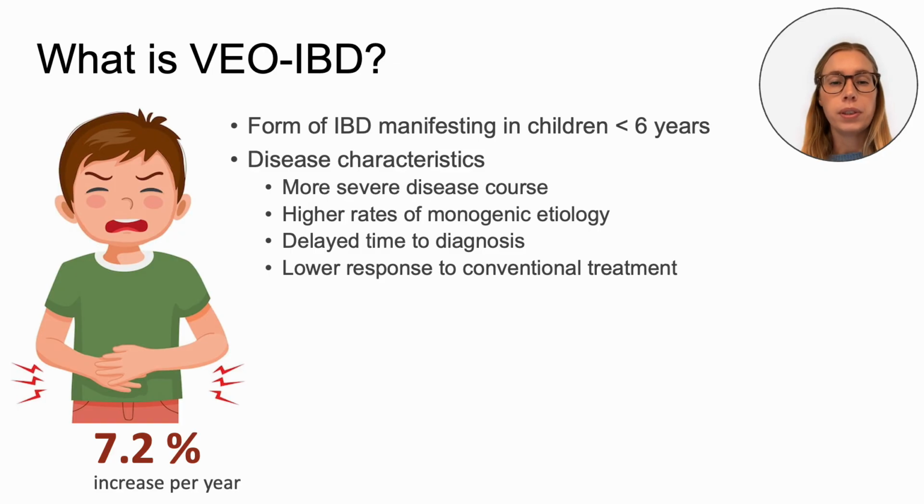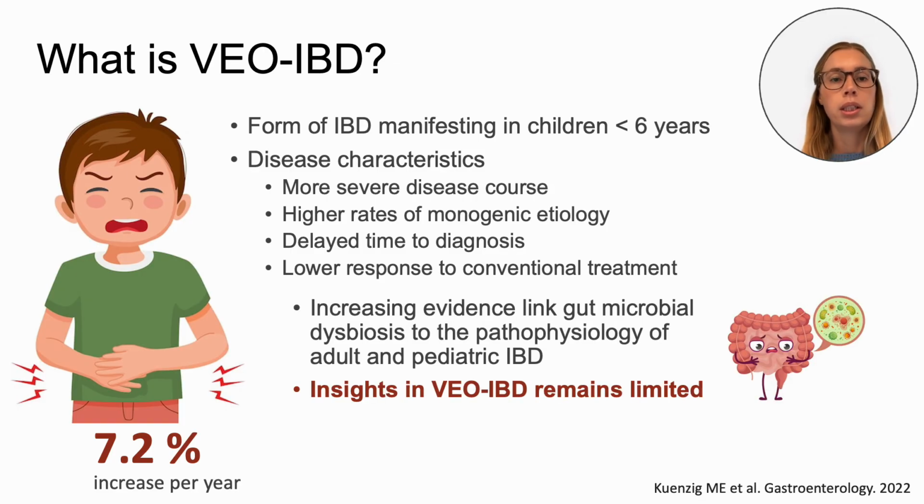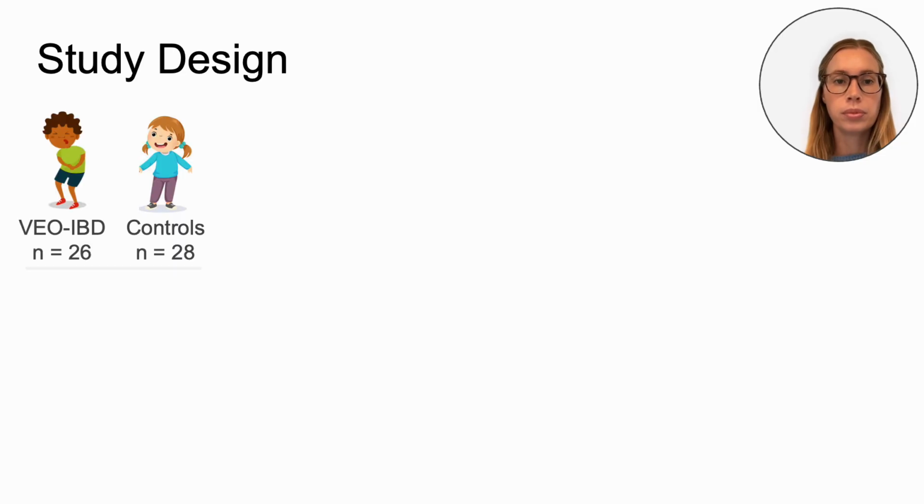And the incidence of VEO-IBD is rapidly increasing worldwide, meaning that we need to do better to understand its multifactorial etiology to improve outcomes for these children. The gut microbiome is increasingly recognized for its important role in the pathophysiology of both adult and pediatric IBD, but insights into VEO-IBD remain limited. So in this study, we wanted to investigate changes in the fecal microbiome and metabolome in very early onset IBD.